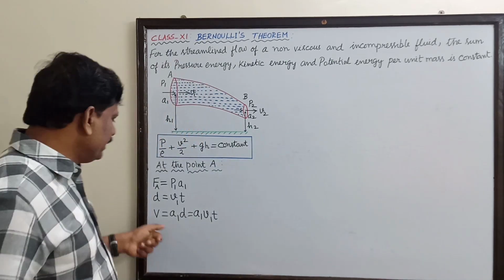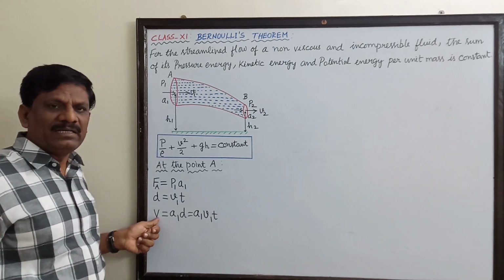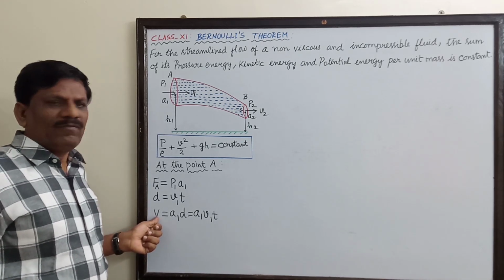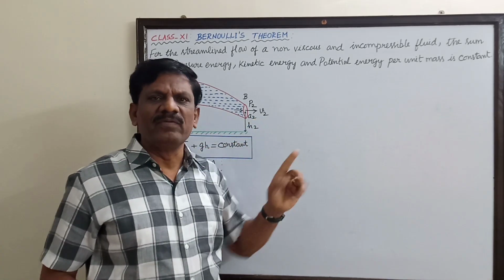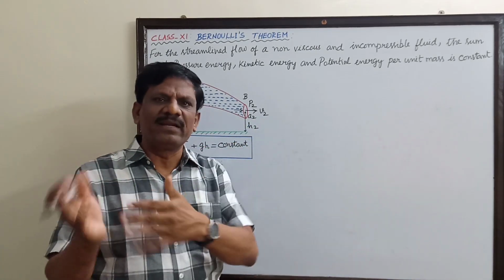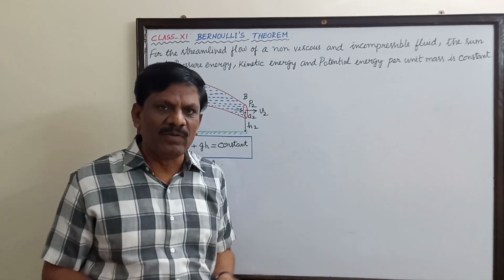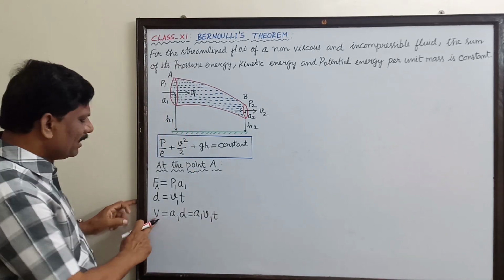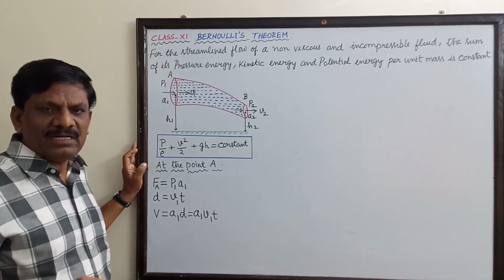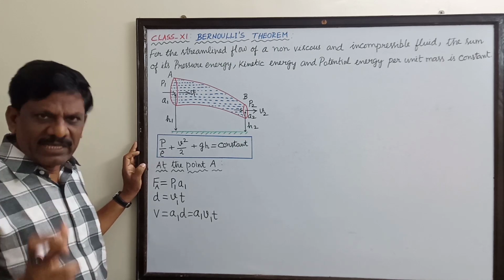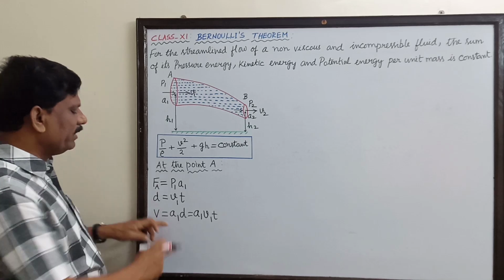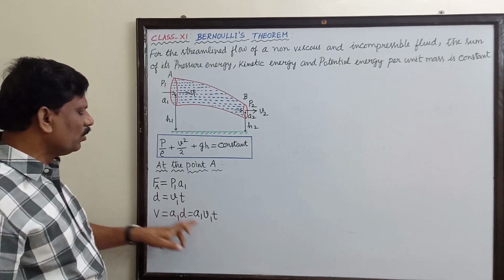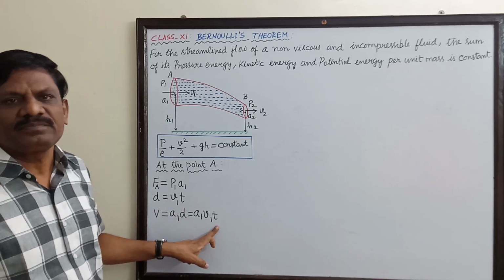Why am I not writing V1 here for the volume at end A? Because the volume of the liquid entering at A must be equal to the volume of the liquid leaving at B. Therefore, I need not write V1 and V2. Both are equal, so I am not using the subscript. So capital V represents the volume of the liquid entering at A. That is equal to A1 into d, that is A1 into V1 into t.